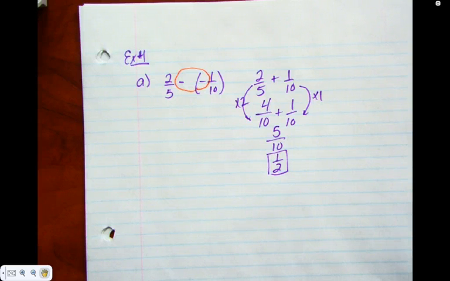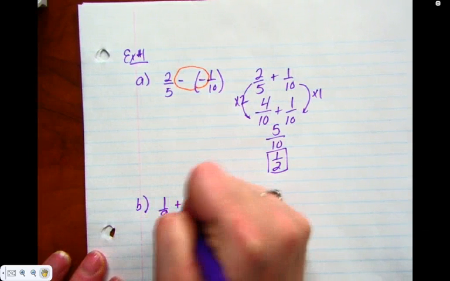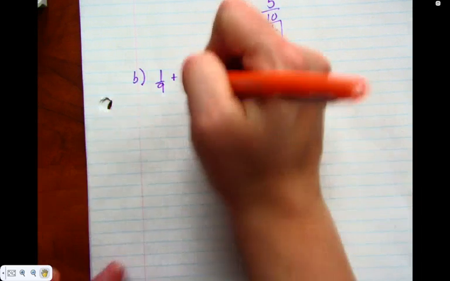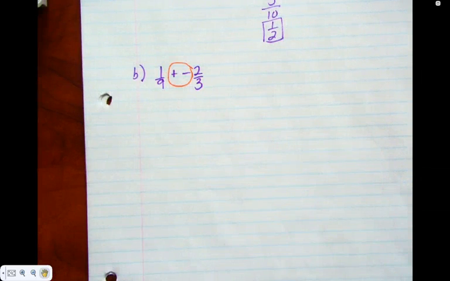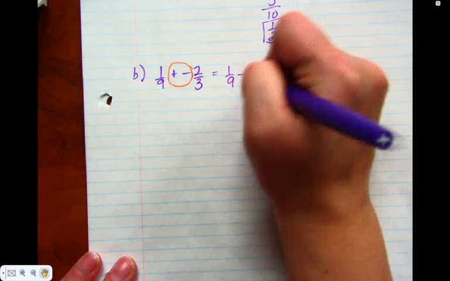Let's look at B. 1/9 plus negative 2/3. Am I going too fast? Integer work first. A positive times a negative. So opposite signs means it turns negative.